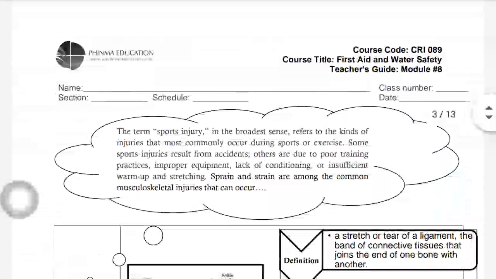So, the term sports injury, in the broadest sense, refers to the kind of injury that most commonly occurs during sports or exercise. Some sports injuries result from accidents, others are due to poor training practices, improper equipment, lack of conditioning, or insufficient warm-ups and stretching. Sprain and strain are among the common musculoskeletal injuries that occur. So, ang tawag sa mga gakahitabo nga injury sa mga games is sports injury.